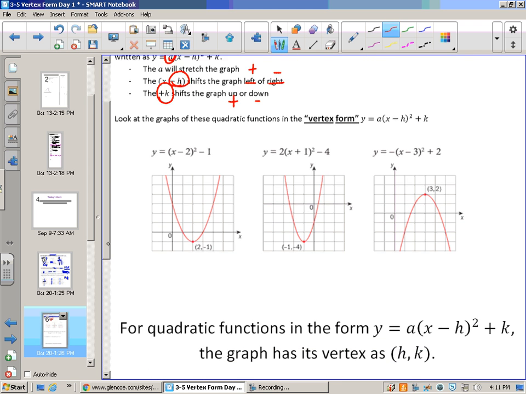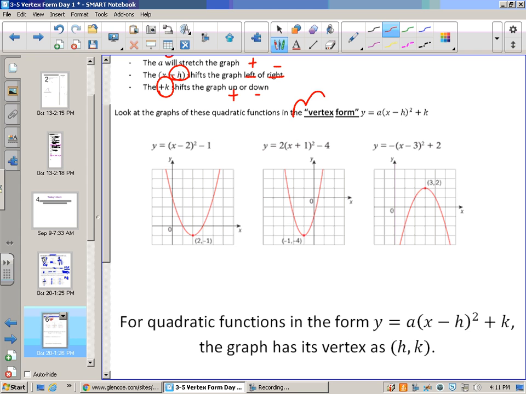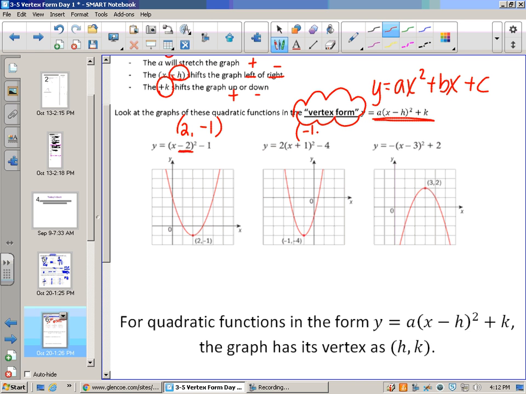So let's just look at a couple of these. These are what we call vertex form of a parabola. And so instead of writing y equals ax squared plus bx plus c, we write it in this different form. It kind of looks like we completed the square, and that's how we find it. So the vertex of this one is actually 2 comma negative 1. So again, you're taking the opposite of whatever the x value is. So here it's negative 1 comma negative 4, and here the vertex is 3 comma 2.